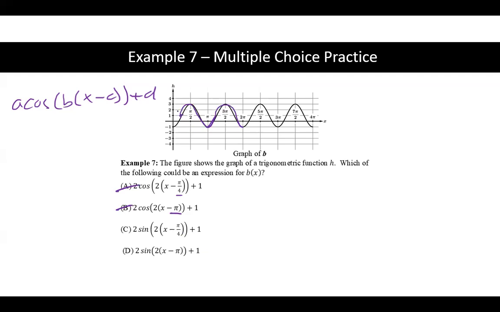I go back to pi over 4. Okay. Does that work so far? Looking plausible. Okay. Next, did my period get chopped? Did I go from 2 periods to 1 period? Yeah, a half and a half makes a whole. And is my midline at 1? And is my amplitude at 2?